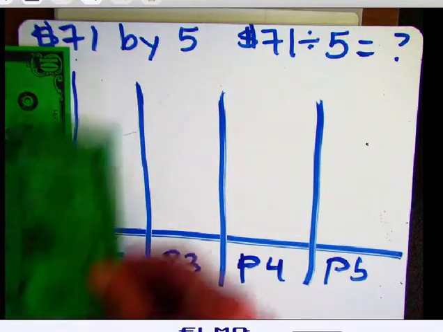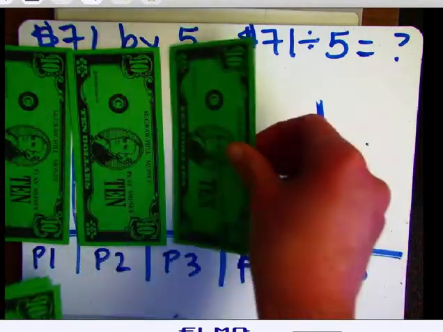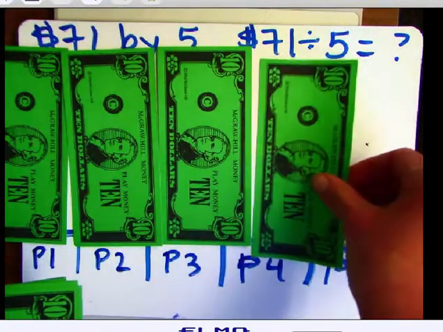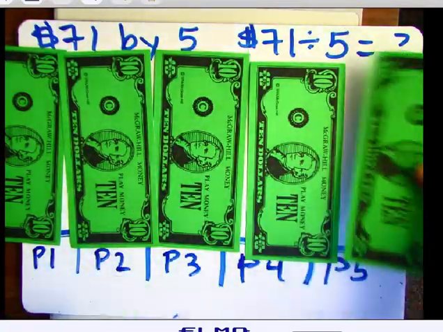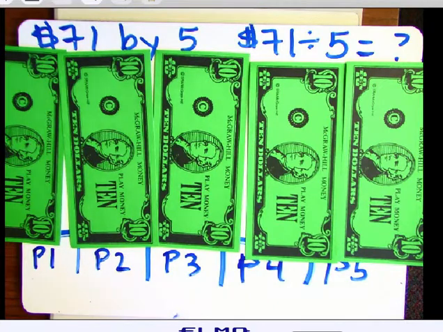10, 20, 30, 40, 50. I have to stop at 50 because I have 5 people and I can only go up to $71, and it wouldn't be fair for me to keep going because I would run out of $10 bills, because I only have $71. So far we know that each person is going to get one $10 bill.